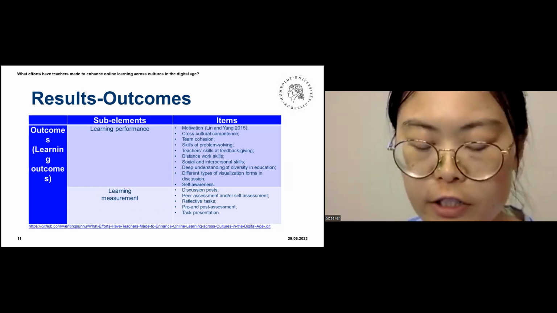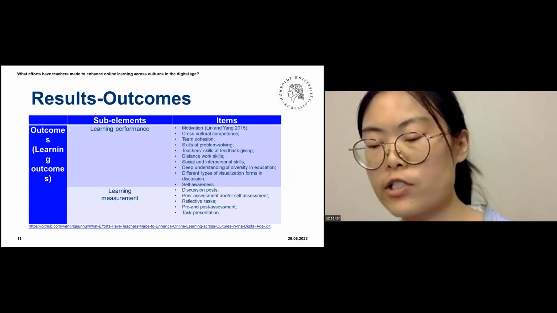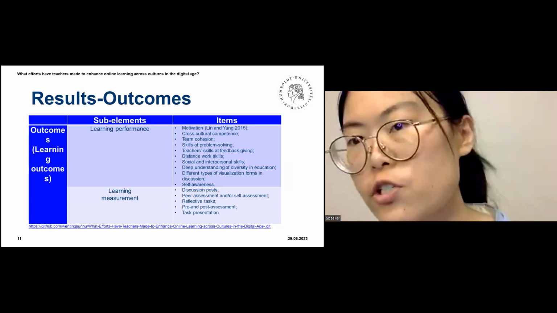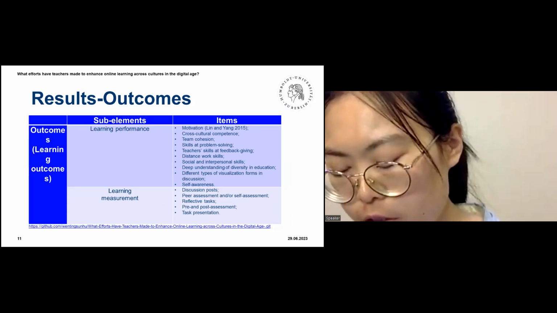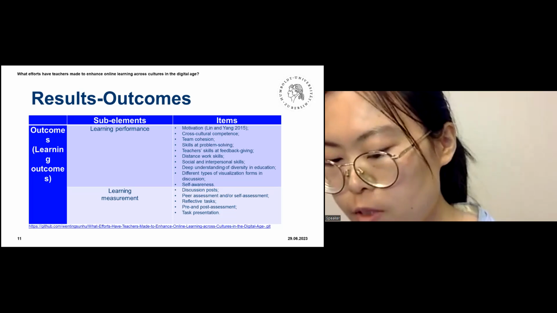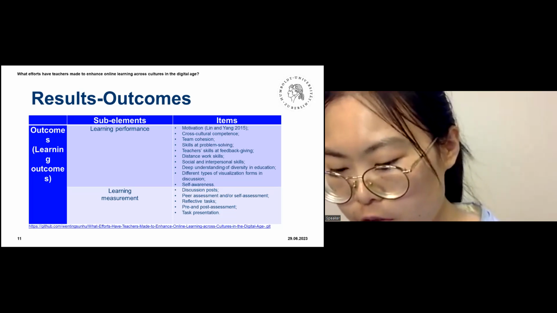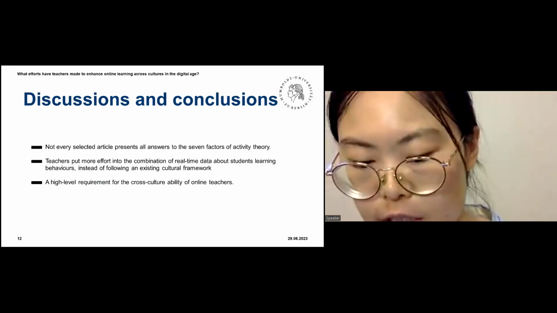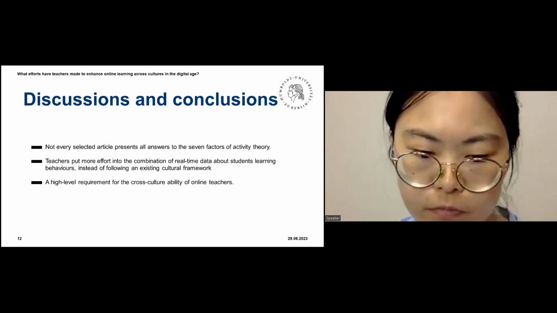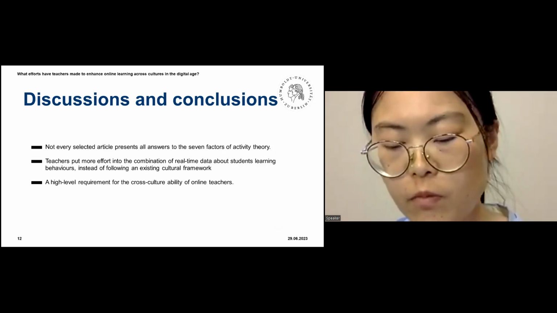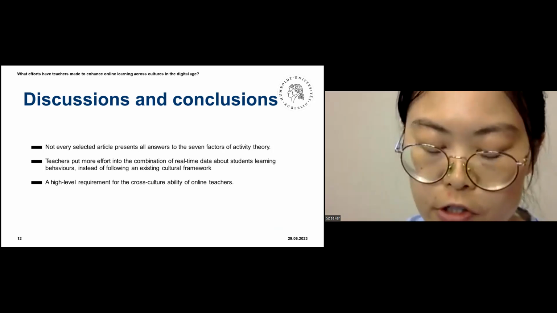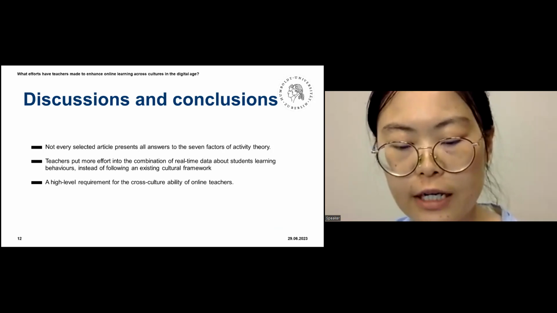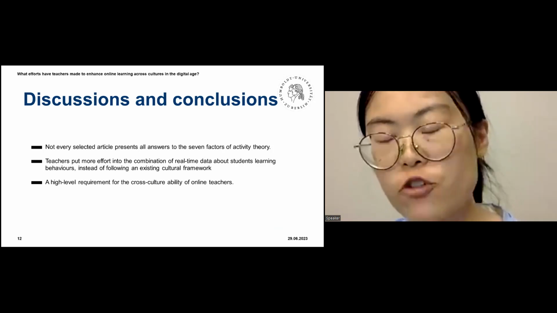It's also about outcomes. Definitely, the learning outcomes would be related to learning objectives, and of course the learning measurements. Most teachers perform qualitative measurements, like they find some information from the posts and do some peer assistance, reflective tasks, or task presentations. In the discussion and conclusion, the most important thing you can take away is to put more effort into the combination of real-time data about student learning behaviors instead of following an existing cultural framework.